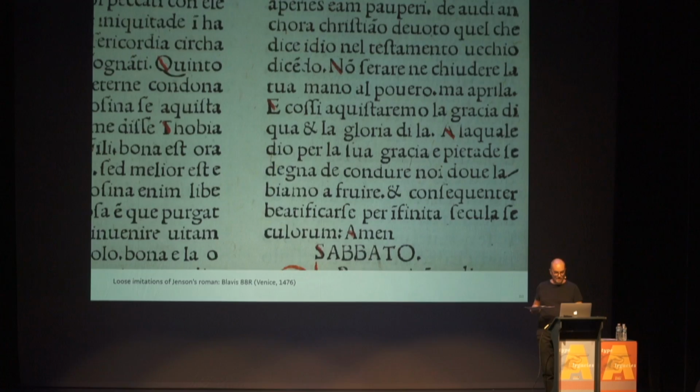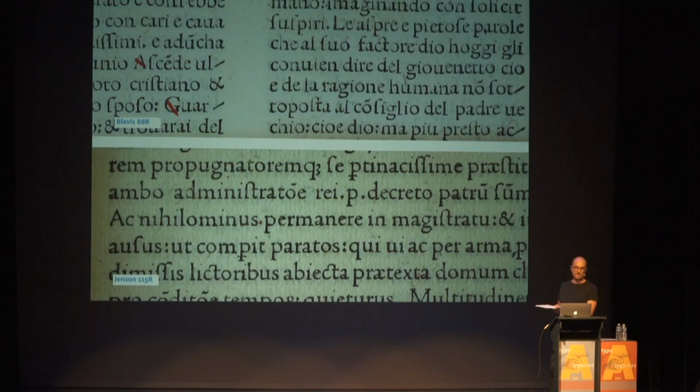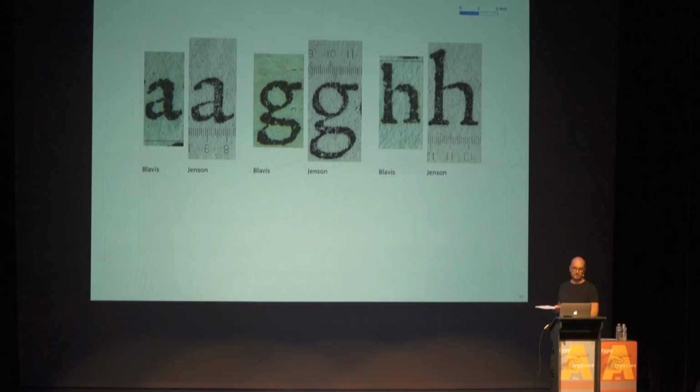Besides Di Pietro, there are other types that appeared in books printed in the 1470s and 1480s that look like loose imitations of Jenson, like this Blavis Roman. There is a big difference in type size, because Blavis is about 12 points instead of the 16 points of Jenson's, but the x-height is not much smaller and the shape of the lowercase letters is very similar.